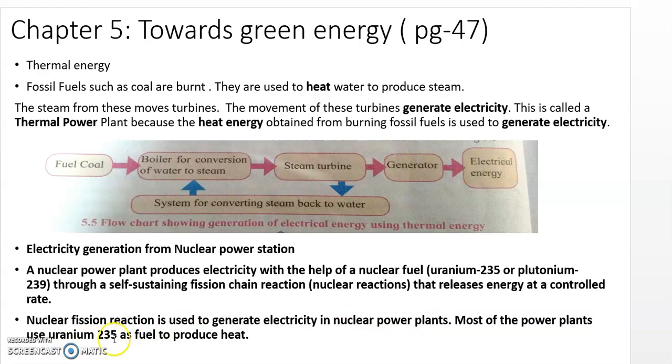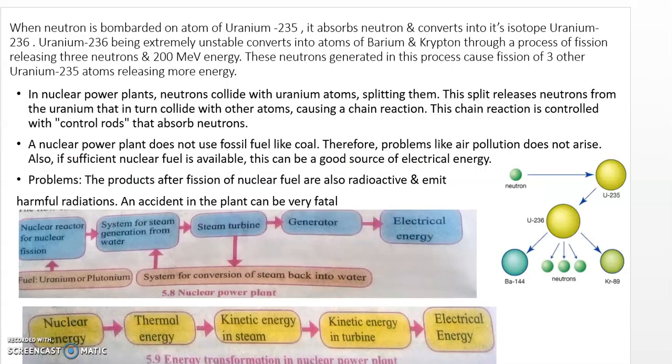Now we'll study what a nuclear fission reaction is. When a neutron is bombarded on an atom of uranium-235, it absorbs the neutron and gets converted into its isotope, uranium-236. Uranium-236 is extremely unstable. It converts into atoms of barium and krypton through the process of fission, releasing how many neutrons? 3 neutrons and 200 mega electron volt energy.